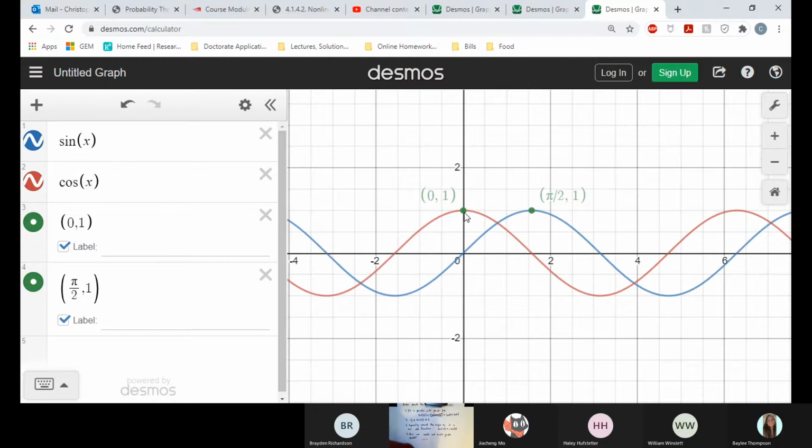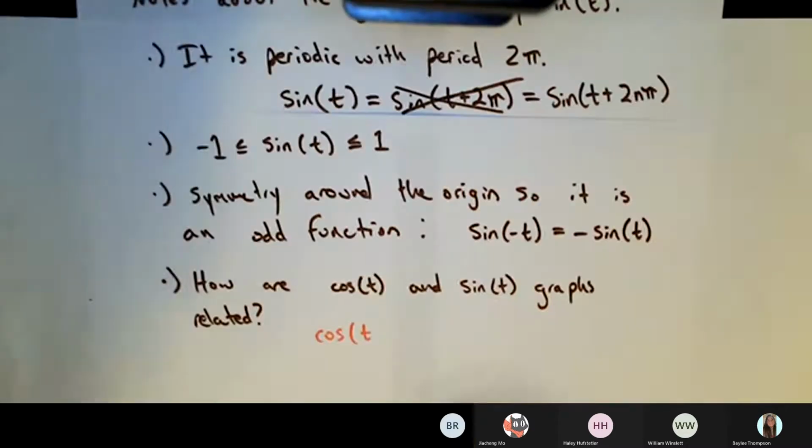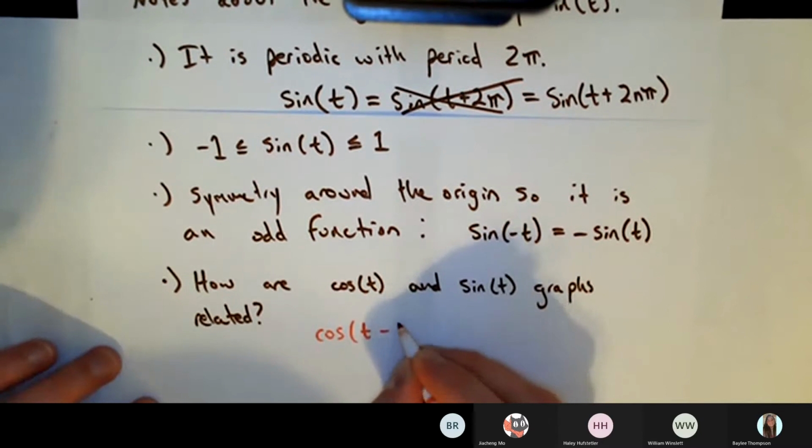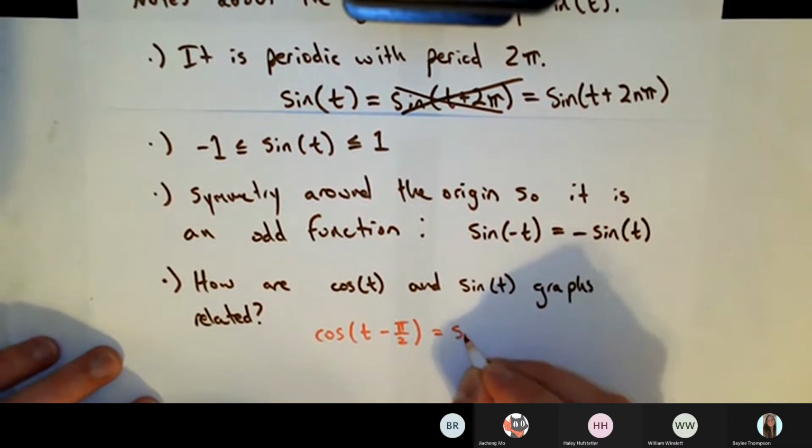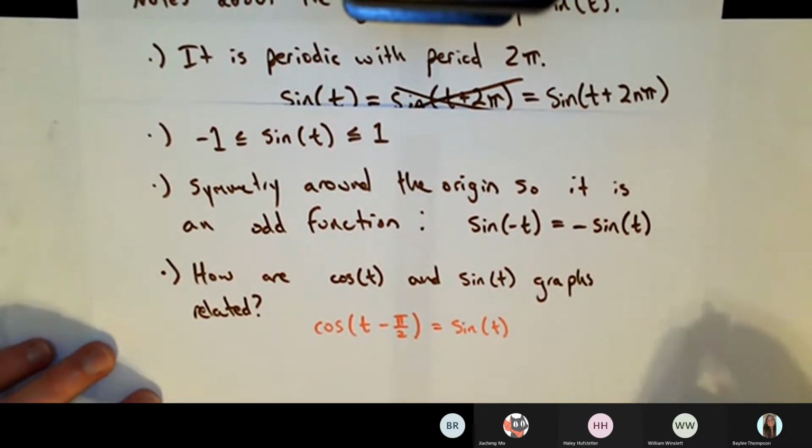So if I want to make these graphs match, if I could just yank this point over here, then they would perfectly match, right? The red graph, if I could take this point along with the rest of the graph and pull it right there, then it would perfectly match. So I want to shift it right by pi on 2, because the difference from 0 to pi on 2 is pi on 2, right? So how do I say shift right by pi on 2? I say cosine of t minus pi on 2, and then that would give me the sine of t graph.